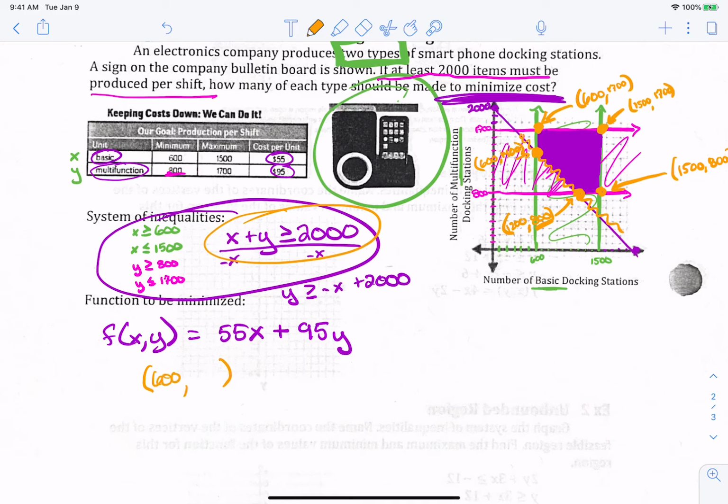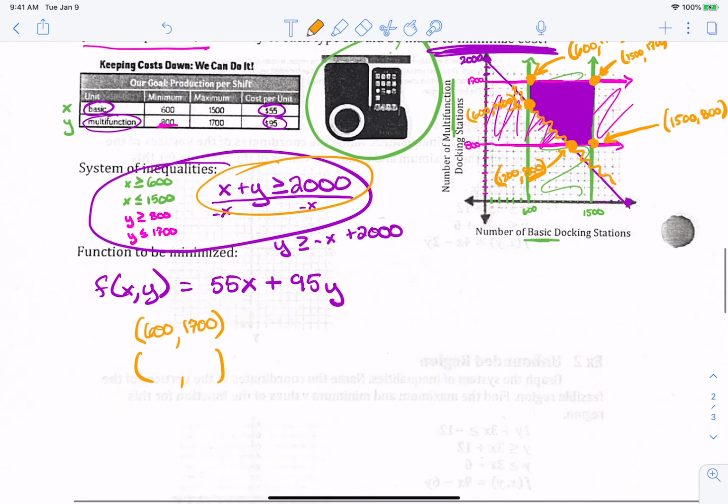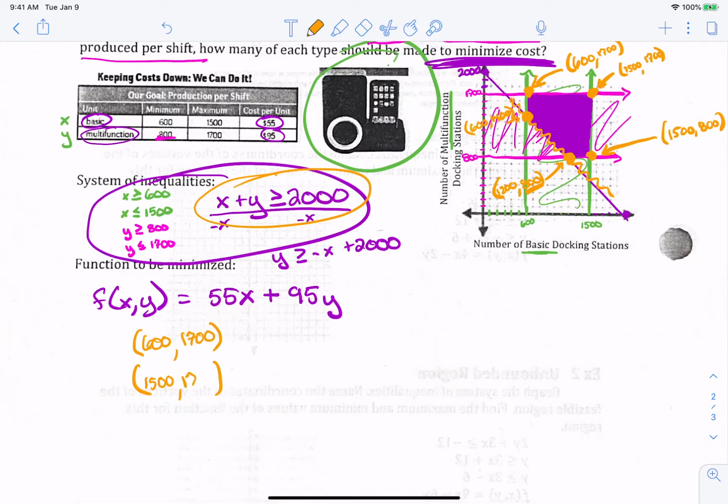600, 1,700. You guys might need a calculator. No, I'll just use my brain. 1,500. Yeah, you're going to need a calculator probably. 1,700. Yep. Are we subtracting? 1,500.